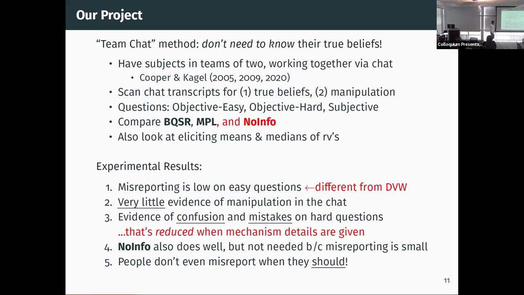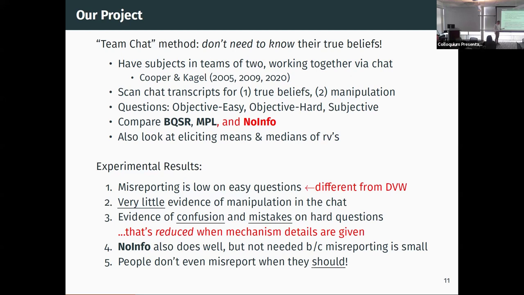Okay? What's crazy is that just recently we ran new treatments where we invented a scoring rule where you should misreport. So we created a scoring rule where the optimal report is to lie, where you should report like 100% or 0%. Even when they should lie, they don't lie. So they don't even recognize the incentives that theoretically are pushing them to report one thing or another. So it seems that people are actually pretty insensitive to the incentives that we're giving.